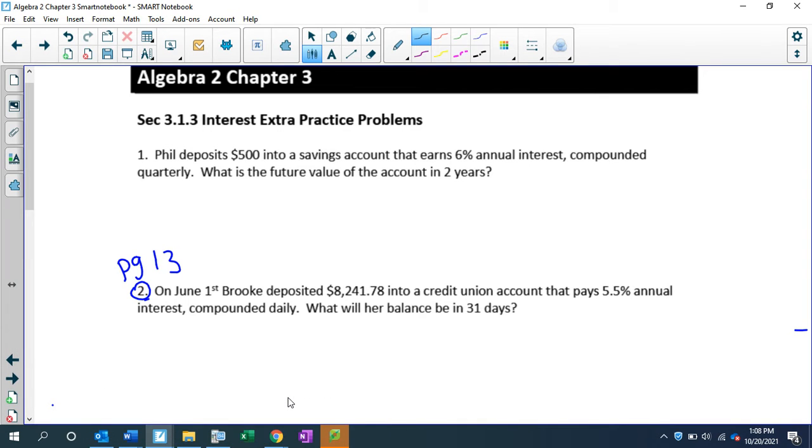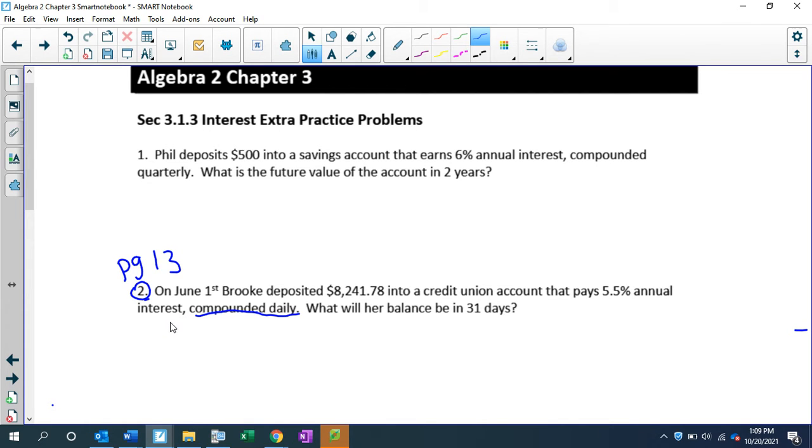All right, we're just going to go over one example on section 3.1.3 interest extra practice, and we're going to look at page 13, number 2 here. It says, on June 1st, Brooke deposited $8,241.78 into a credit union account that pays 5.5% annual interest compounded daily. So you always want to underline the compound part and how often. So this is compounded every single day. What's the balance in 31 days?